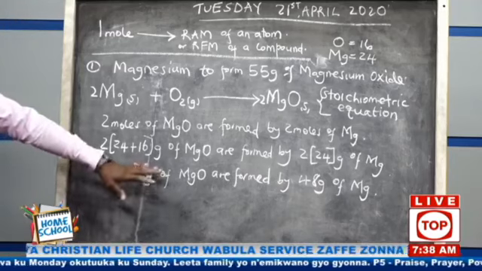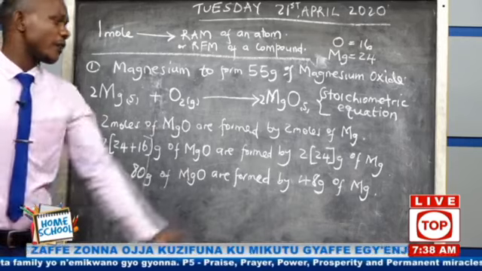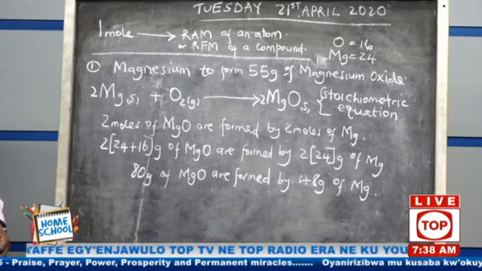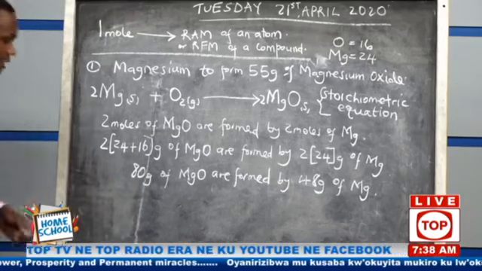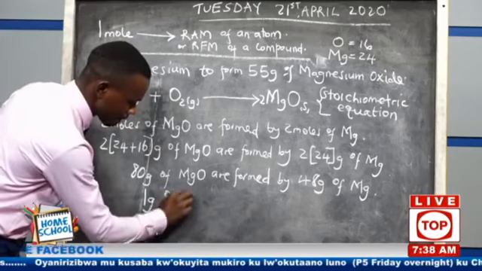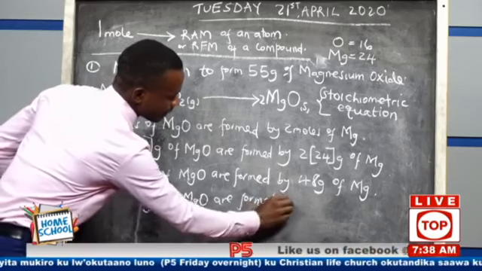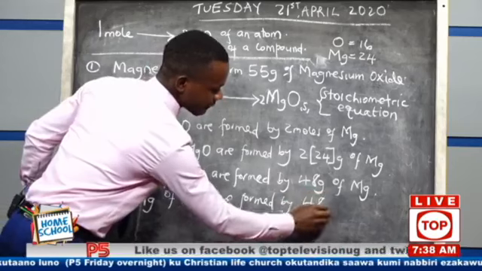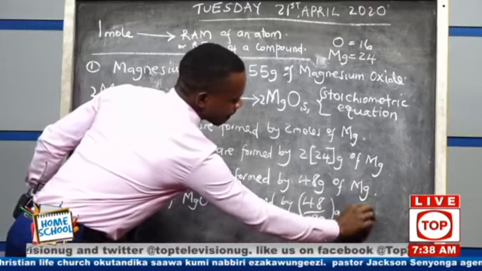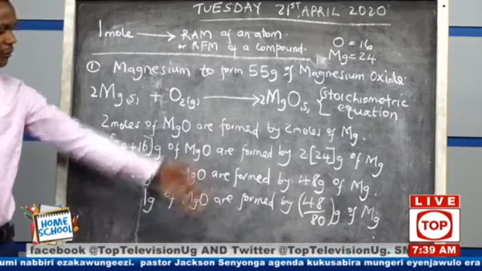Once you have this, what we go to is: if 80 grams are formed by 48 grams of magnesium, what about 1 gram? 1 gram of magnesium oxide is formed by 48 out of 80, and you say these are going to be grams of magnesium. 1 gram of magnesium oxide can be formed by 48 out of 80.